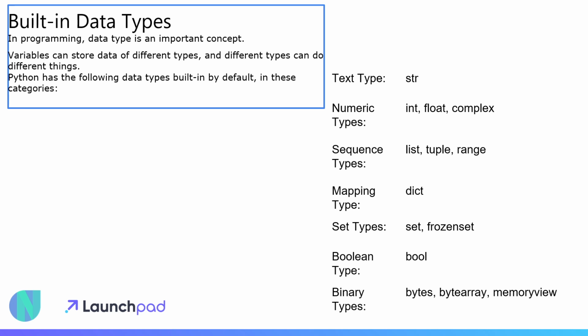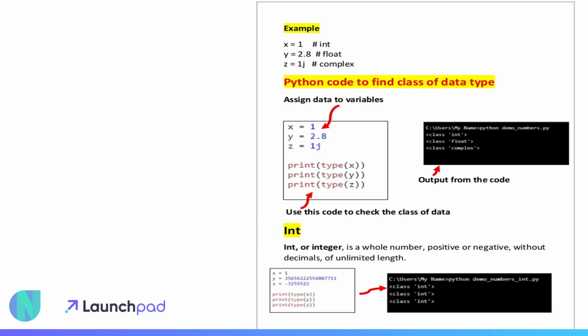So the built-in data types are string, and then int, float, complex, and after that the list, tuple, range. Then comes dictionary, then set and frozenset. Then Boolean type, bool, and binary types, that is bytes, bytearray, and then memoryview.